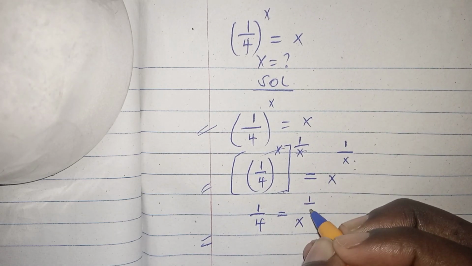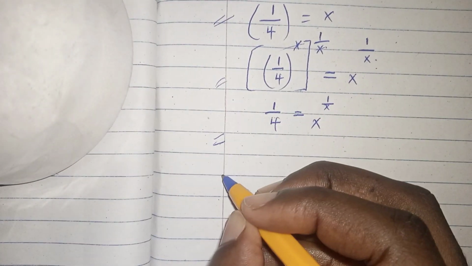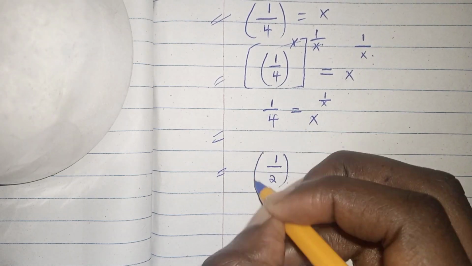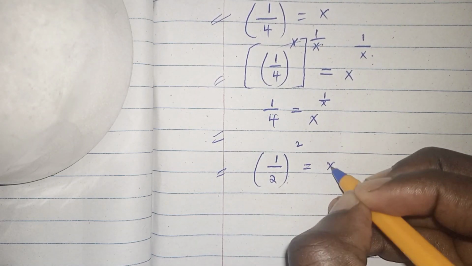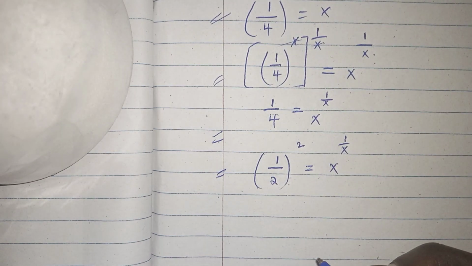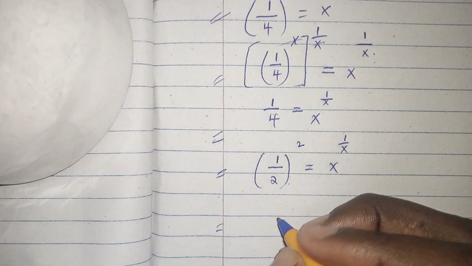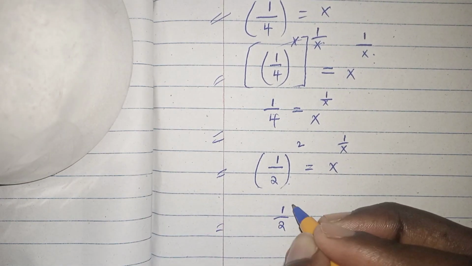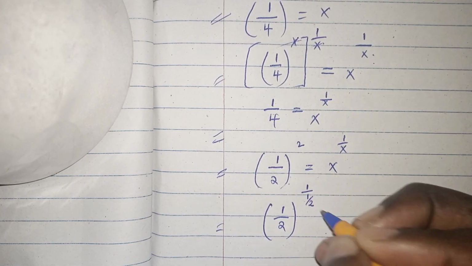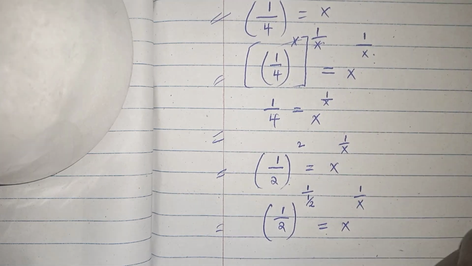1/x, right? So in our next step, 1/4 we can write as (1/2)^2 = x^(1/x), right? So in our next step, (1/2)^2 we can as well write as (1/2)^(1/2) = x^(1/x), right?